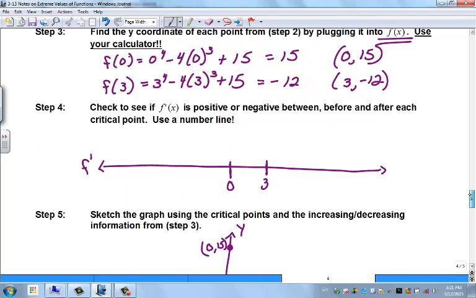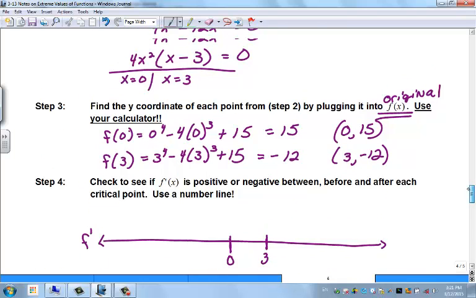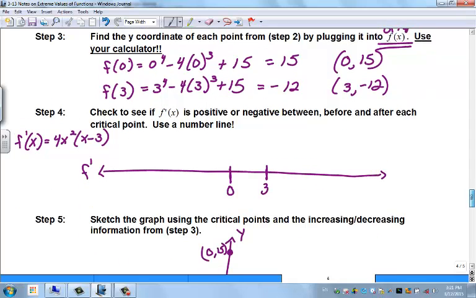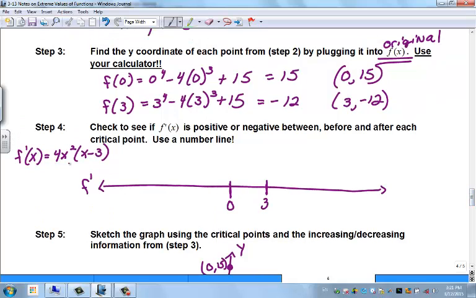Now, if you've forgotten what f prime is, the most factored form of f prime is the one we want. So the most factored form of f prime of x is equal to 4x squared times x minus 3. Okay, so 4x squared is always positive, so that's not going to impact the sign of this in any way. So all you really have to do is see if the number makes x minus 3 positive or negative, because 4x squared is a positive.